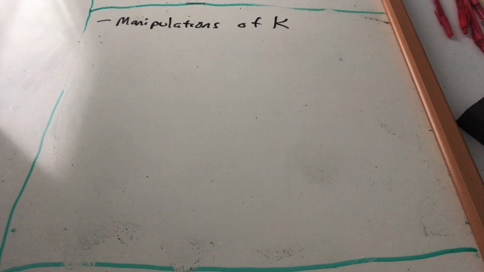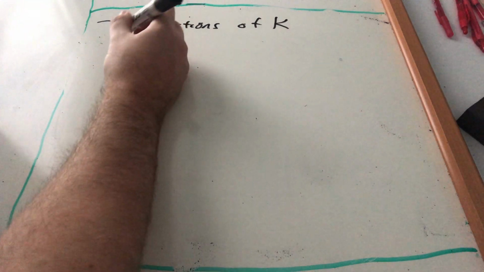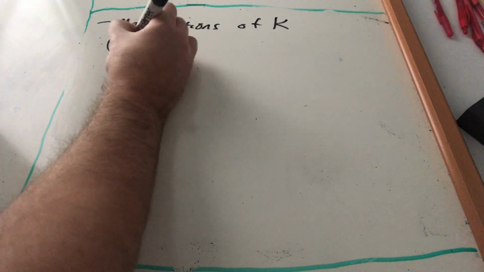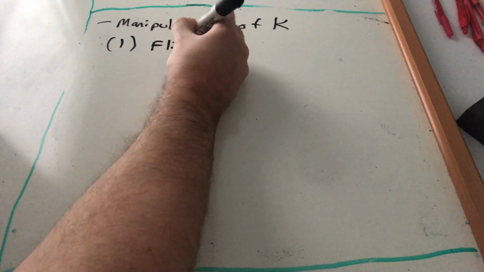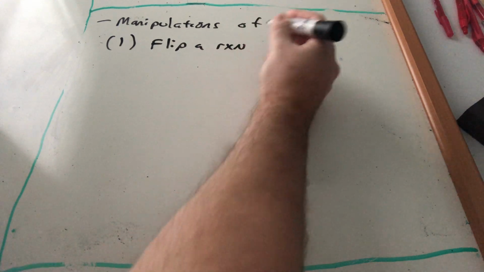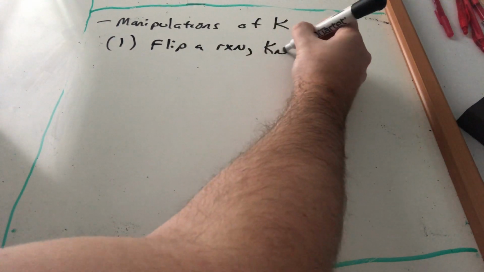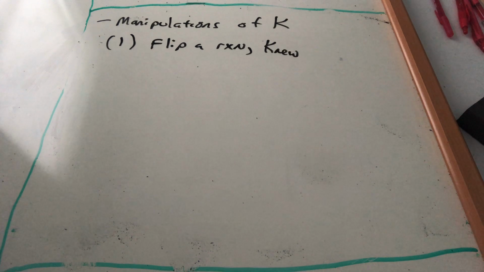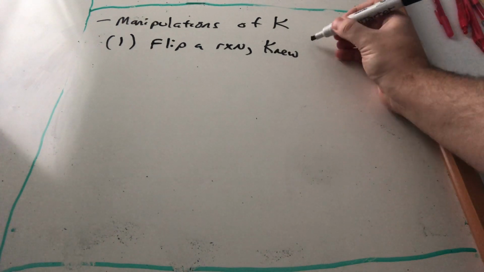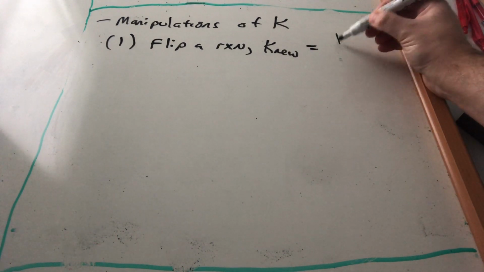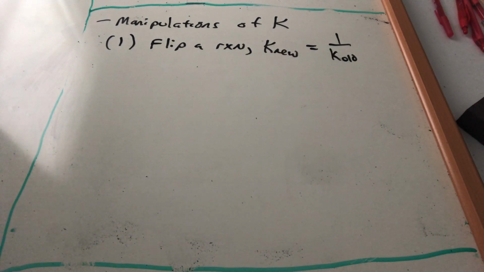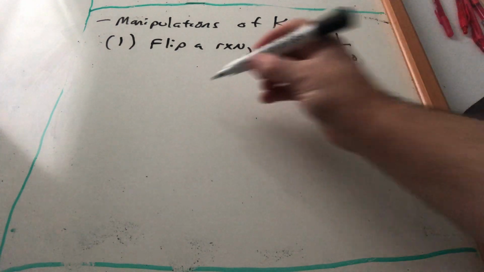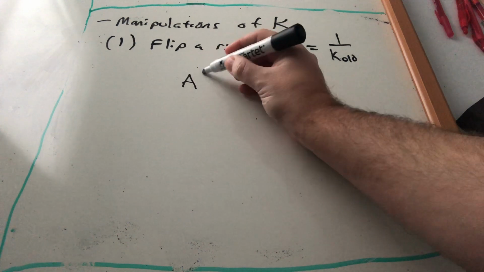All right. So we're going to introduce some rules and then we're going to prove them, okay? So rule number 1 that we're going to introduce here is that if you flip a reaction, you're going to get a new K because the products and the reactants actually switch positions. And the new K is 1 over the old K. All right, so K new is 1 over K old, okay? When you have an equilibrium, right?